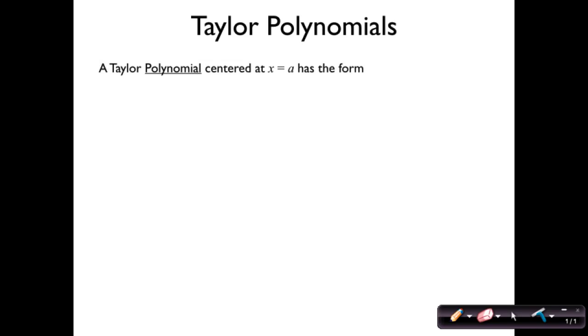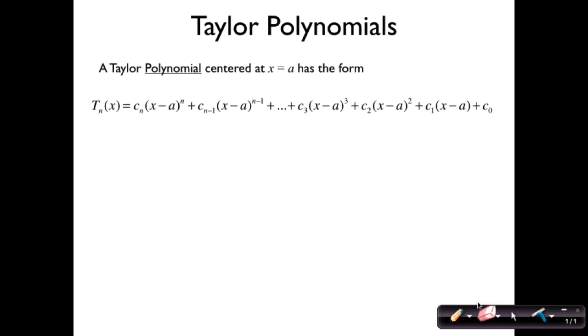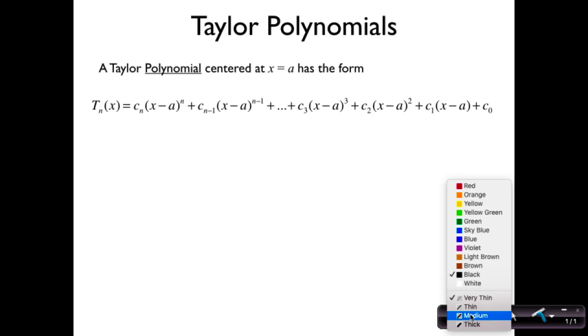So here's the form of any particular Taylor polynomial. I showed you the 0th degree and the 1st and the 2nd. But so the nth degree Taylor polynomial will look like this. There's a slight difference between this and what you're used to for a polynomial.